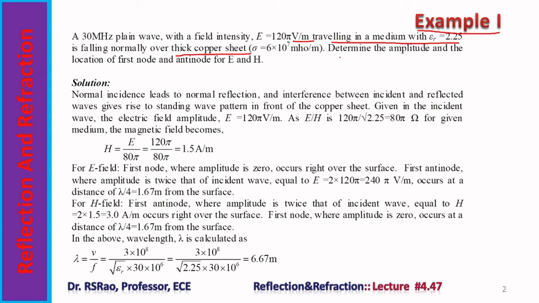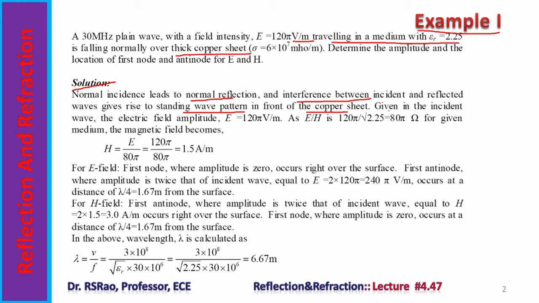Node for electric field happens right over the reflecting surface, and antinode for H forms right at the reflecting surface. At a distance of lambda by 4 from node, antinode; from antinode, node happens for both electric and magnetic fields. With this understanding, let us move to find the solution to the problem. Normal incidence leads to normal reflection. Interference between incident and reflected waves gives rise to a standing wave pattern in front of the copper sheet.